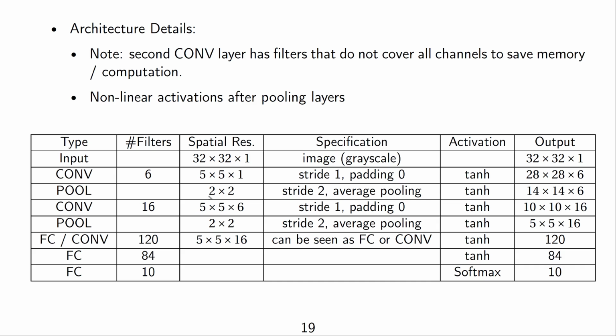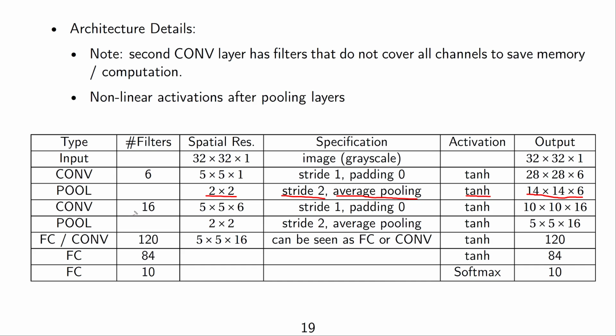We have a pooling layer with 2 by 2 kernel size, stride 2, so we divide the resolution by 2, and there's average pooling used, and here we see there's an activation actually after the pooling layer. So now the output is 14 times 14 spatial resolution and 6 channels.